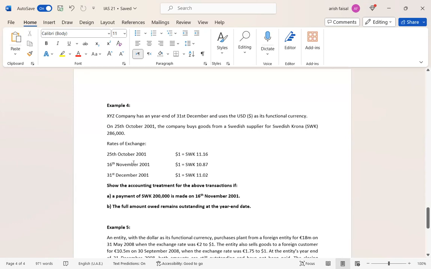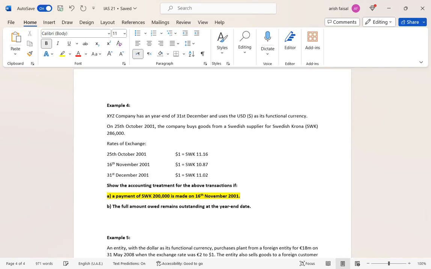Okay. So now, these are the exchange rates given to you in the question. Show the accounting treatment for the above transaction if a payment of 200,000 is made on 16th of November. And at that date, you have the exchange rate also. Or the full amount owed remains outstanding at the year end. So that remains unsettled. But in this question, what's happening is that a certain amount has been settled and the other amount of 86,000 remains unsettled, right?